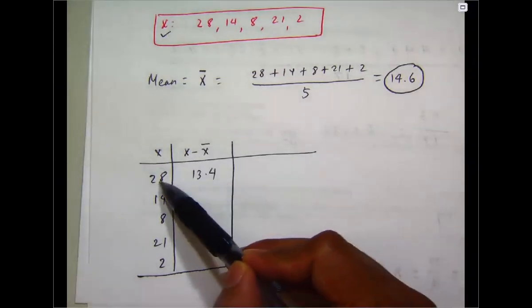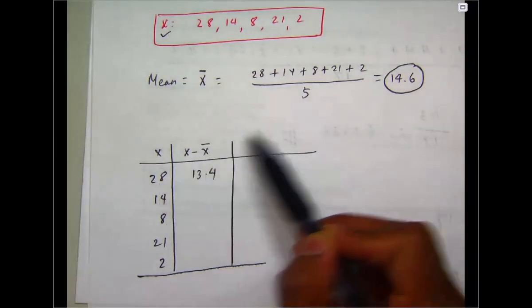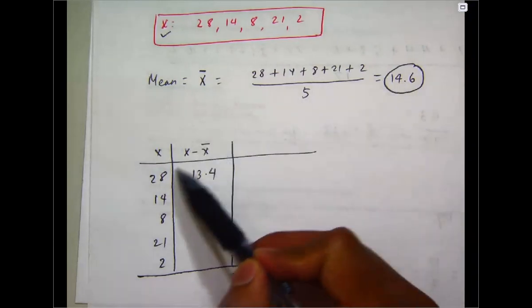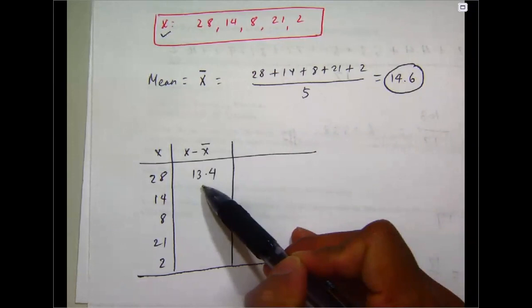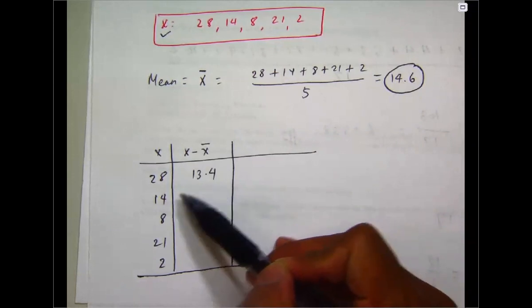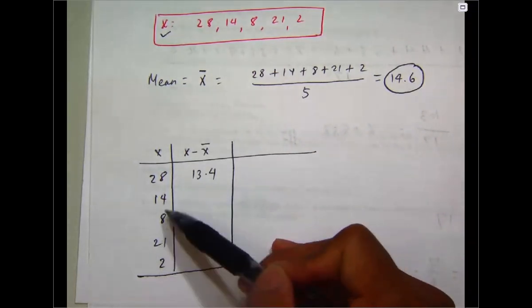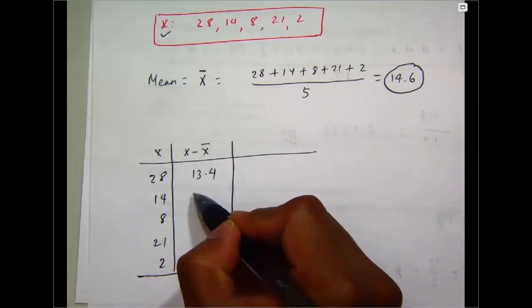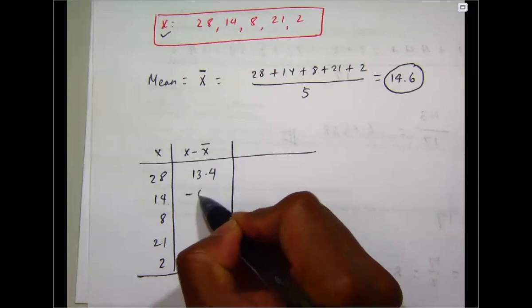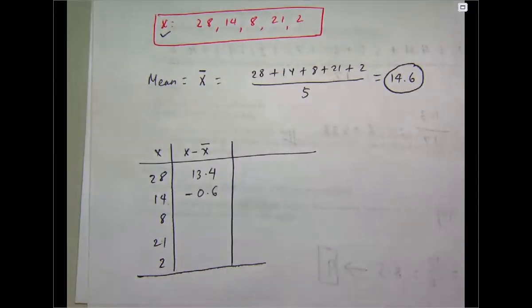X means 28, X bar means 14.6. So 28 minus 14.6 is 13.4. And you are going to repeat the same thing for each of them. 14 minus 14.6 is negative 0.6.